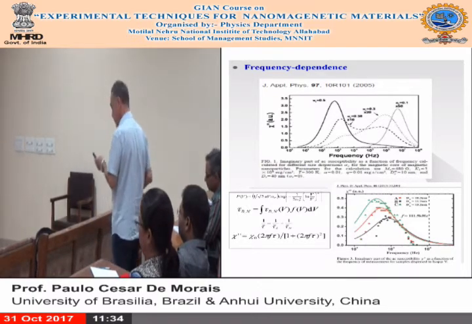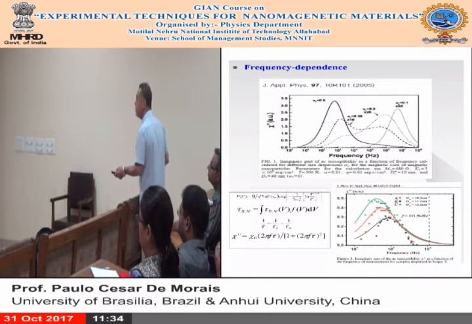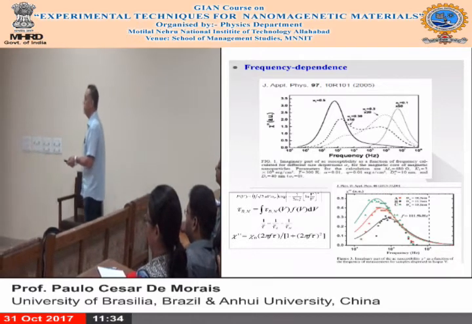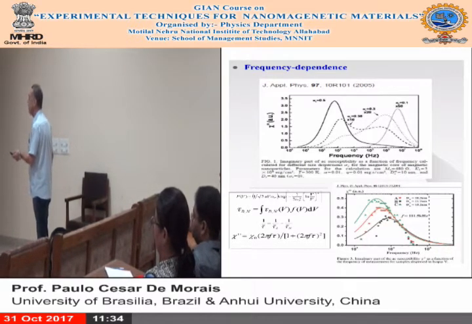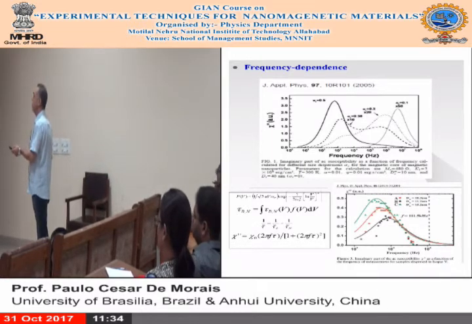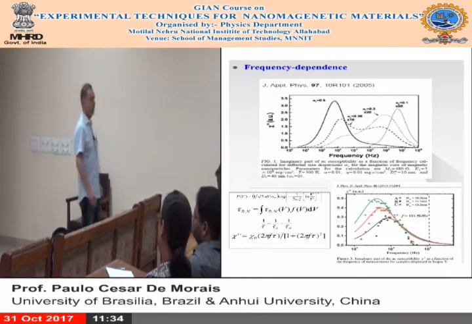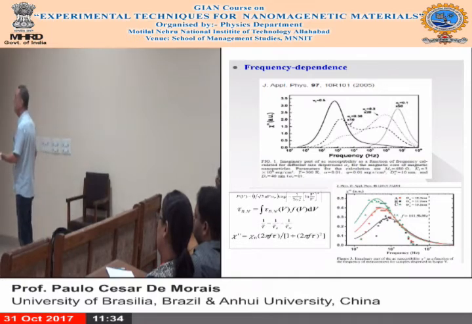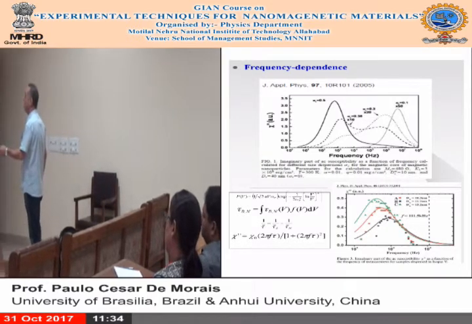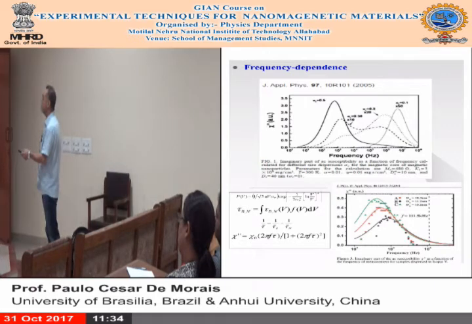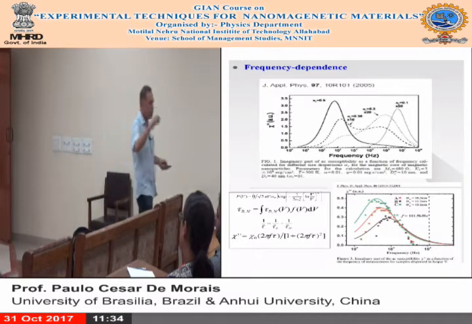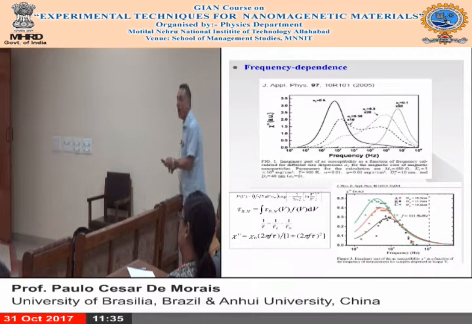Okay, now here are some data. You can see this is a typical AC measurement. It is the imaginary component as a function of frequency. These are different samples, different sizes. You can see from the data that the green one are the samples with 14 nanometers in size. The red one is at 10 nanometers in size. So as you reduce the size, this peak shifts to higher frequency.